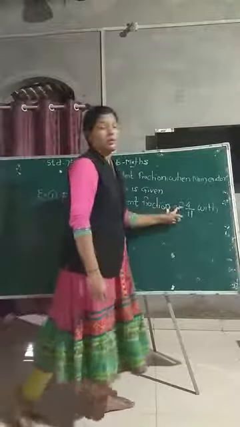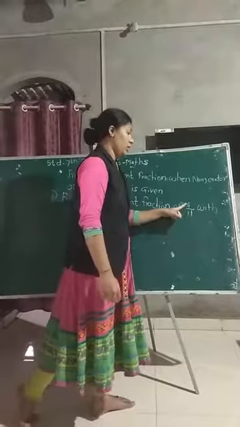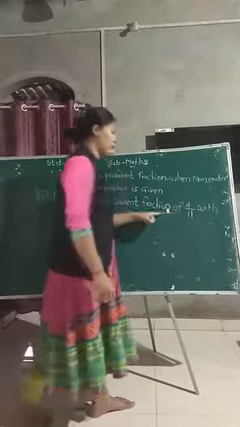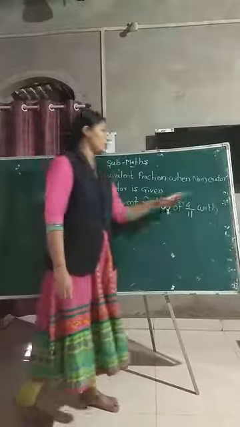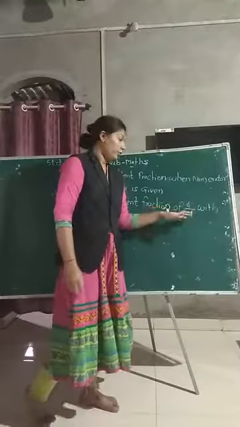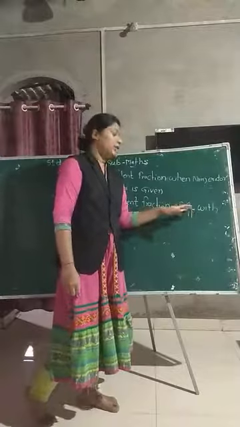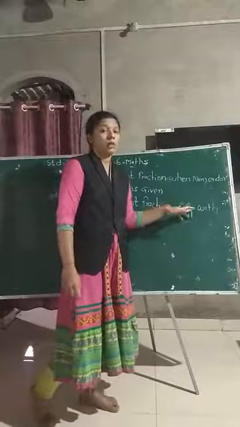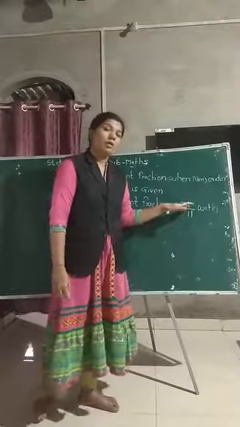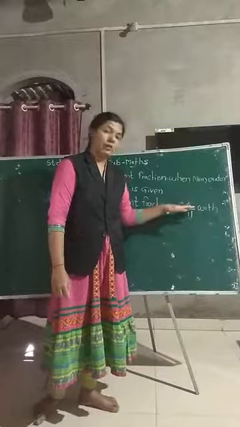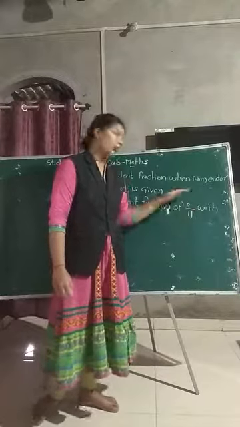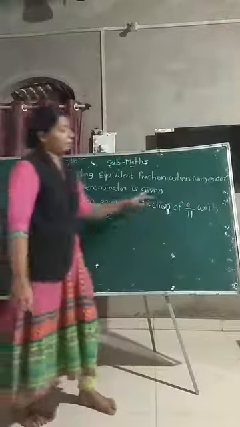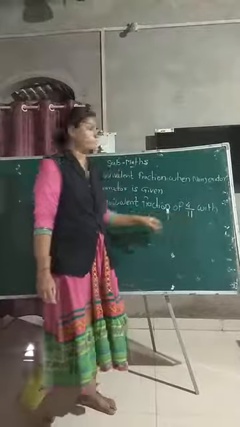Here we convert this numerator 4 into 12. So to convert 4 into 12, we have to multiply this by 3. 4 3s are 12. Then we get numerator 12. So multiply this number by 3.